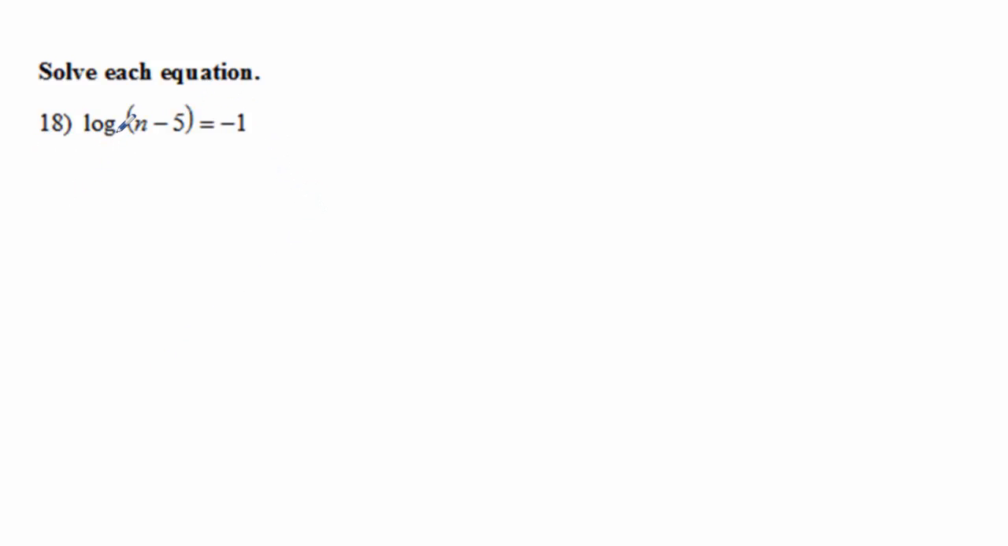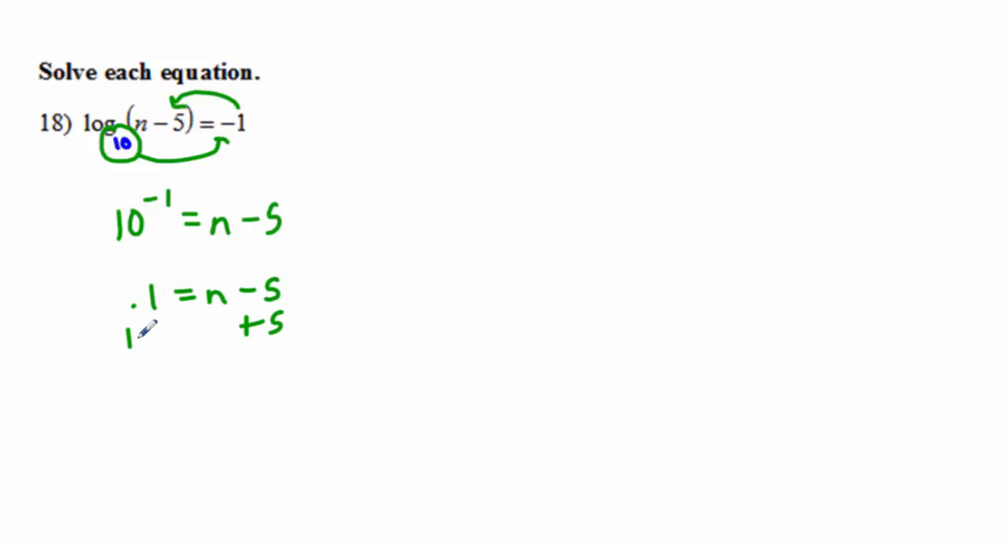Now let's solve some logarithmic equations. Remember that if there's not a little number here, it would be a 10. And because I want to get the logarithm to go away and there's only a logarithm on one side, I would rewrite this as an exponential equation. My base is 10. I go around, the exponent is -1, and it equals n minus 5. Well, 10 to the -1 I can put in my calculator and get 0.1. And then add 5. So I get 5.1 equals n.